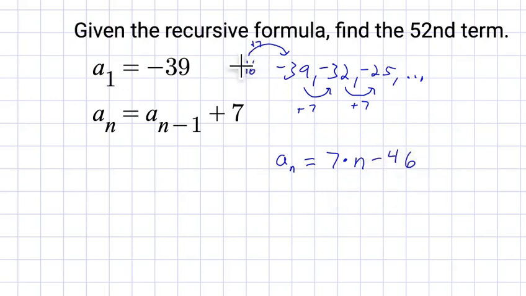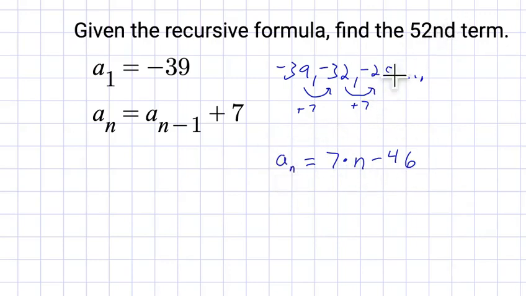Now, -46 is not a number in this sequence, so we'll go ahead and get rid of that. And let's check our sequence, make sure it works. So if we plug in 3 into this explicit formula, we should get -25, because -25 is the third term. So 7 times 3 is 21, and 21 minus 46 does equal -25. So this formula does seem to work.